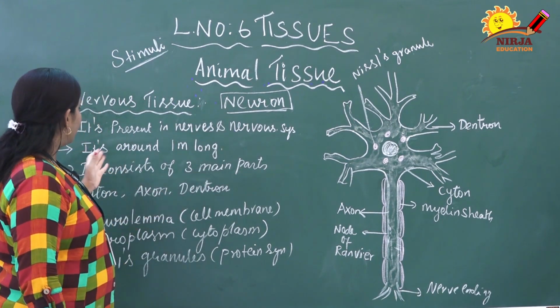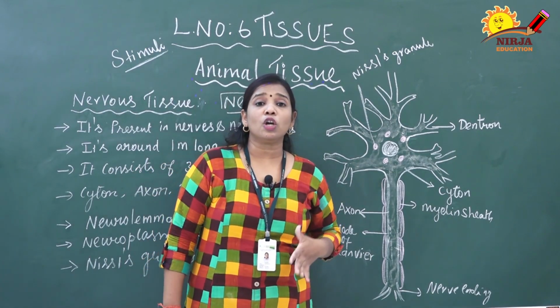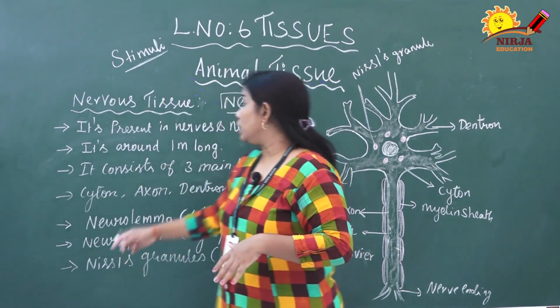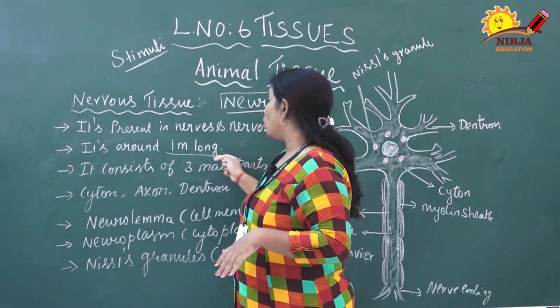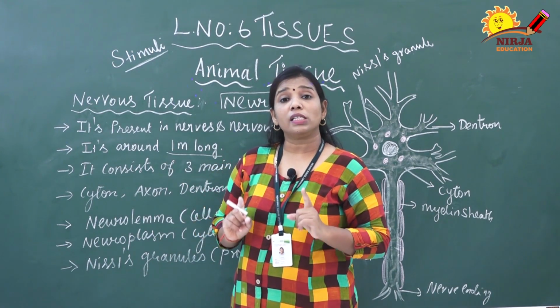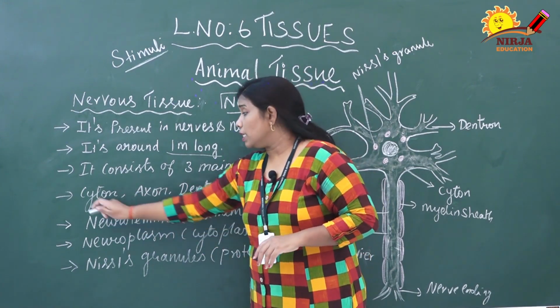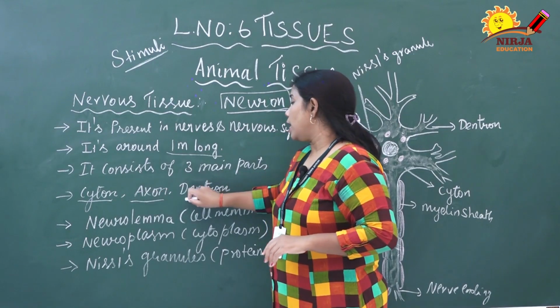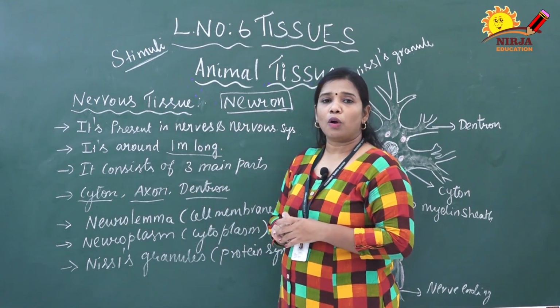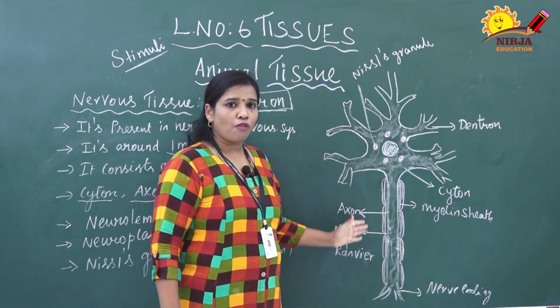Before that I want to tell you that this is the longest cell in our body. The nerve cell, that is the neuron, is the longest cell in our body. It is around 1 meter long. It consists of three important parts: cyton, axon and dendron. Now we are going to study the structure only. This is the structure of the nerve cell.